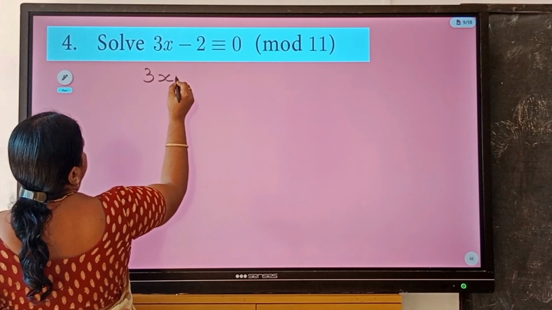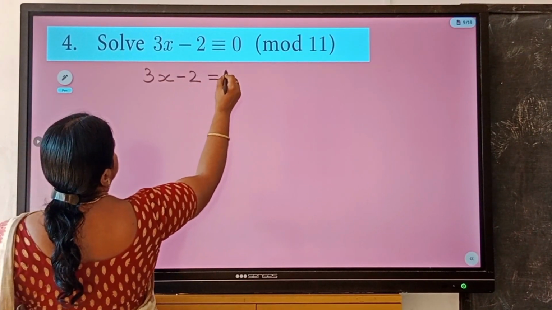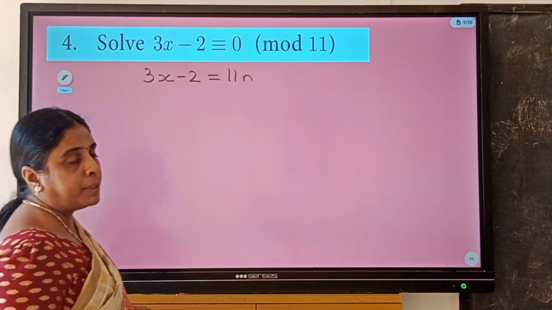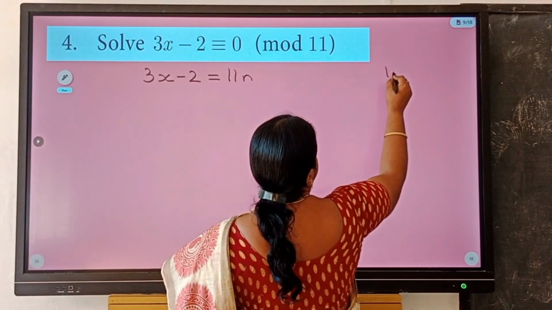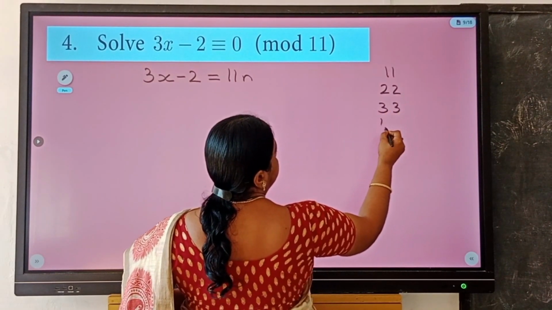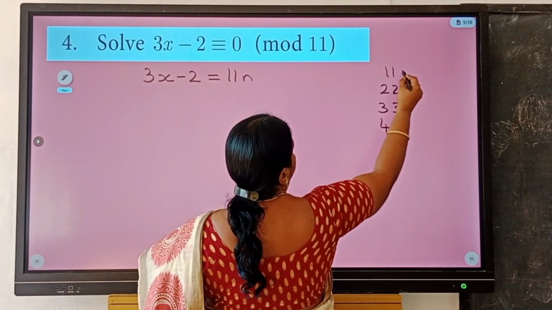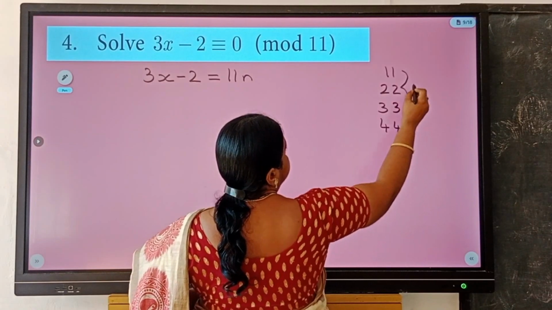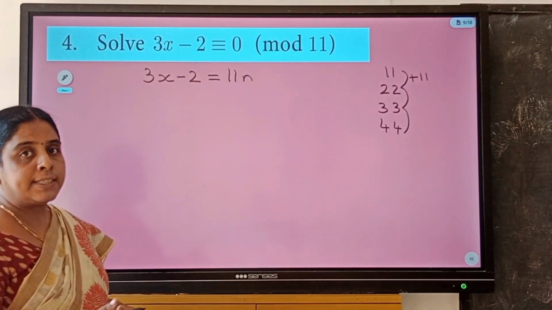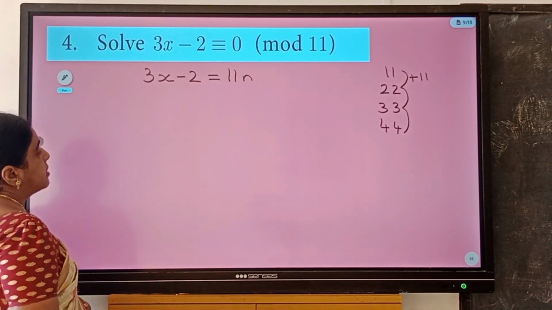We can write it as 3x minus 2 is some multiple of 11. So 11 multiples you know very well. 11 ones are 11, 11 twos are 22, 11 threes are 33, 11 fours are 44. So the difference between each of the multiples is 11, so 11 gets added to each one.